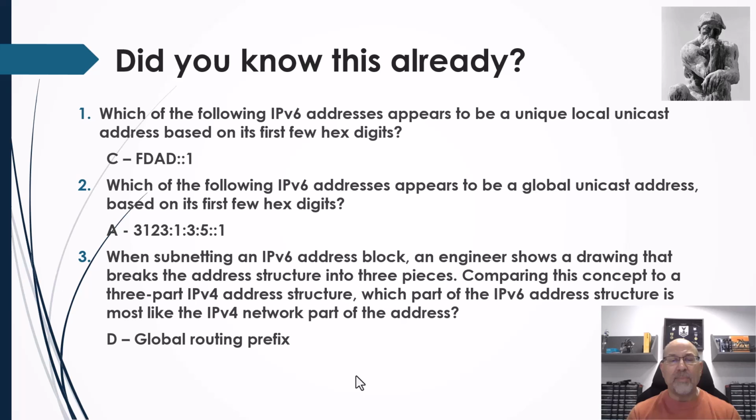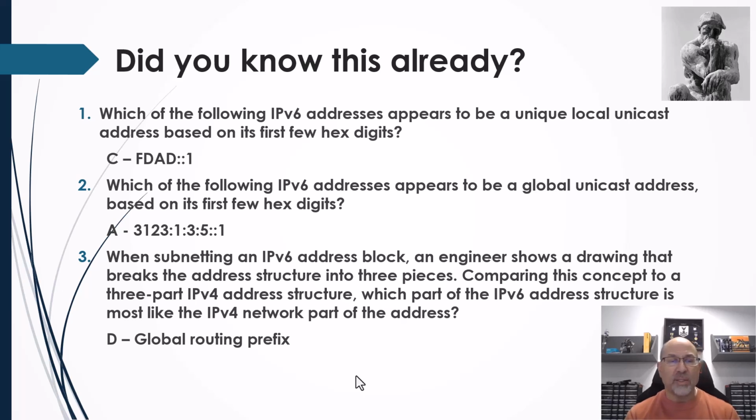Which of the following IPv6 addresses appears to be a global unicast based on the first few hex digits? You're seeing a theme here, right? If you look at the first couple of hex digits, you know what class of address they're going to be, or what type of address. The same was true for IPv4. Class A, B, and C had a very particular range of addresses. In this particular case, the global unicast is A, beginning with 3123, right? It begins with a 2 or 3, that's global unicast.